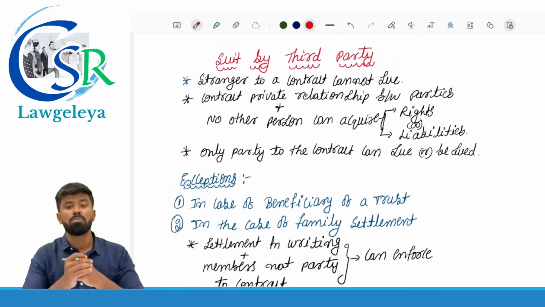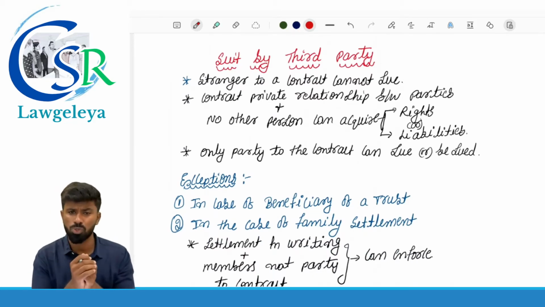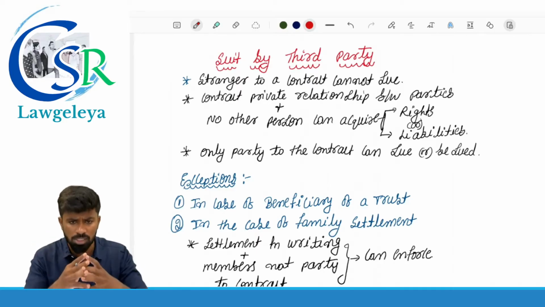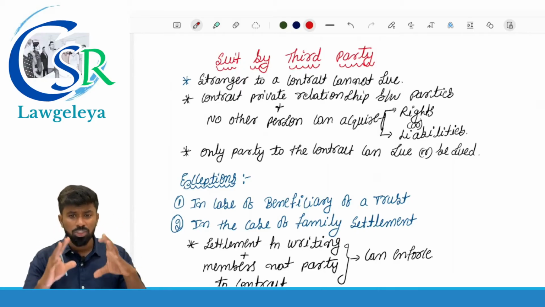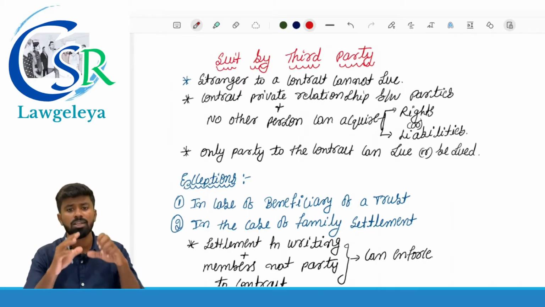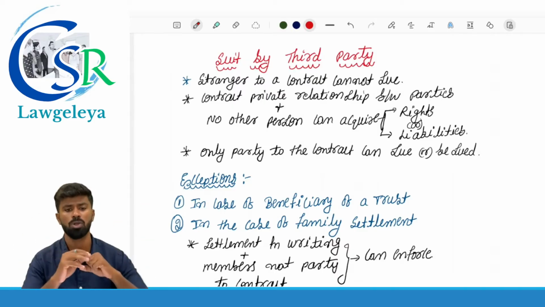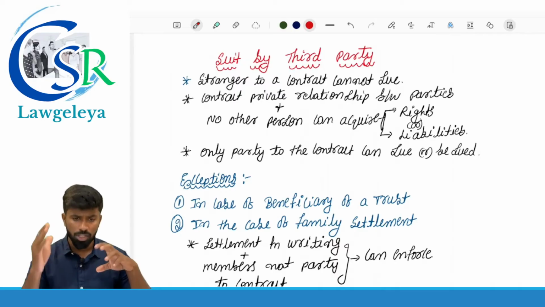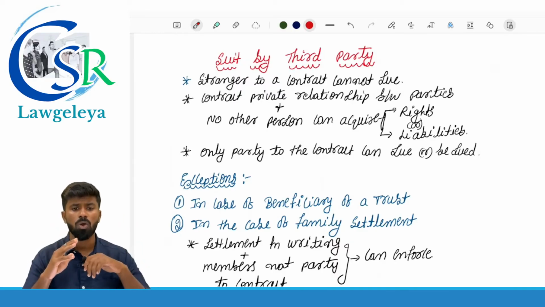So next we have an important rule, suit by third party. Can a third party interfere between the parties to a contract? The answer is no, because a contract is a private arrangement between the parties and it creates only a relationship between the parties, and it creates rights and duties or rights and liabilities only between the parties to a contract. It means a stranger or a third party cannot acquire any right in a contract.